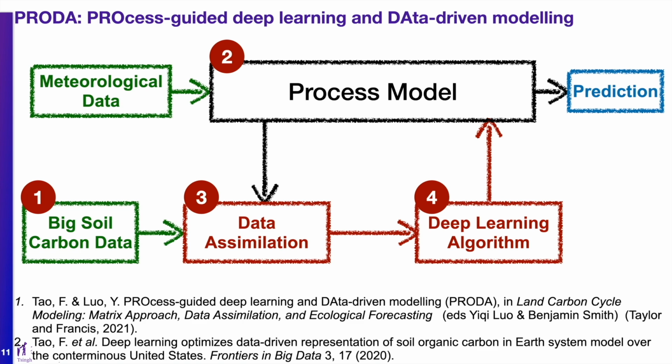Four main components together form the PRODA approach. The first one is the big soil carbon data that's collected from field surveys or experiments. The second one is the process-based model that describes the soil carbon cycle by mathematical equations. The third one is the data assimilation technique, and the fourth one is the deep learning algorithm. We will then discuss more details about these four components in the next few slides.